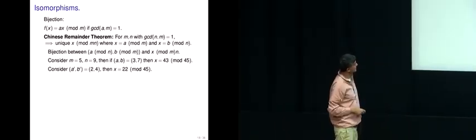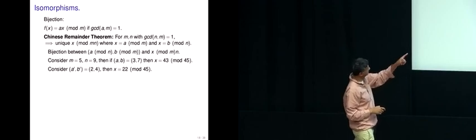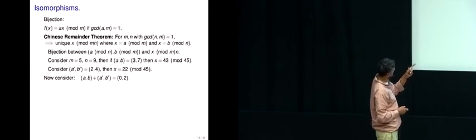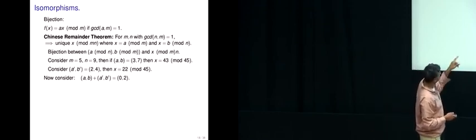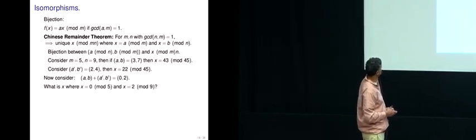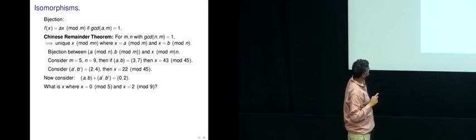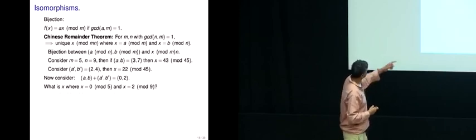These two correspond. Let's do something. Let's add up the pairs. Okay, so that's what you get. 3 plus 2 is 0 mod 5, and 4 plus 7 is 11, which is 2 mod 9. What about x, where x equals 0 mod 5 and x equals 2 mod 9? Okay, so that's what we got.